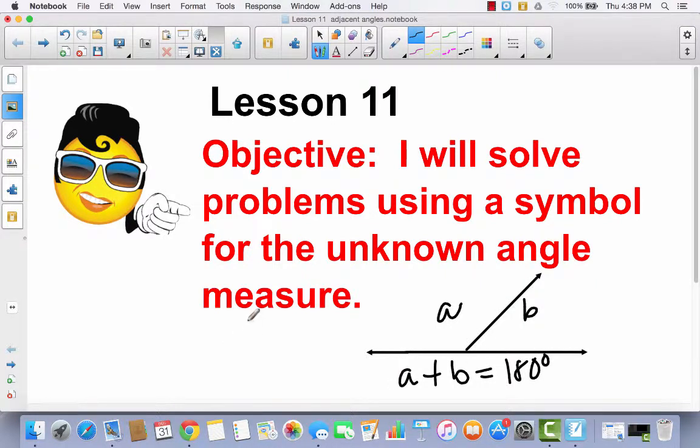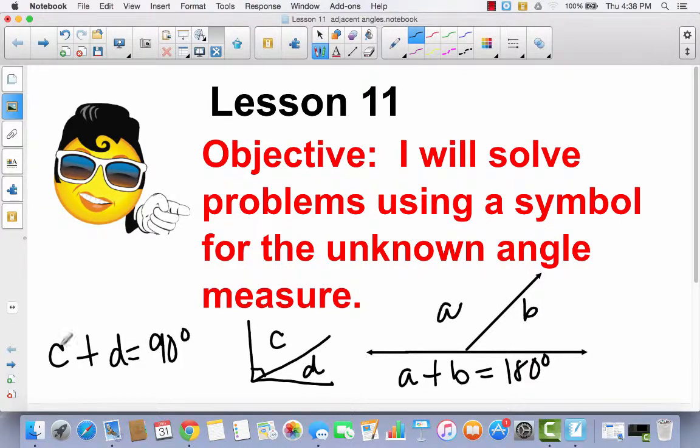And we did the exact same thing but with a 90-degree angle. I know that's not perfect, but if I had a 90-degree angle divided into angle C and angle D, I know that angle C plus angle D equals 90 degrees. So if I know either one of these angles, then I can figure out the other one. Same thing here. If I know angle A, then I can figure out angle B, or if I know angle B, I know angle A. We're going to continue to expand upon that a little bit.